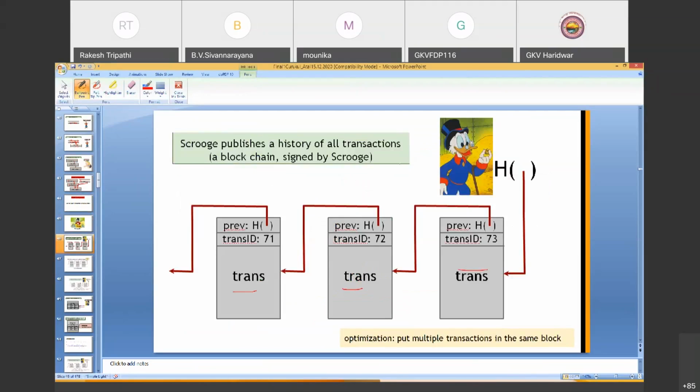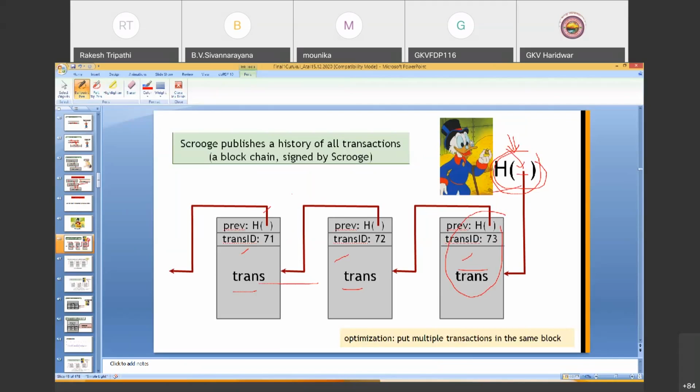And whatever is the hash of the head, Scrooge will sign it. So everybody is trusting Scrooge. Scrooge will never cheat. Scrooge will write all these transactions in the ledger, and all these ledgers are chained in the form of a blockchain. Whatever the hash value of the header is, it will be signed by Scrooge. So anybody can verify that this is legitimate, this is consistent, and this is signed by Scrooge.